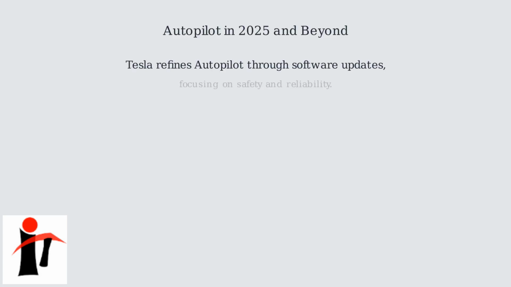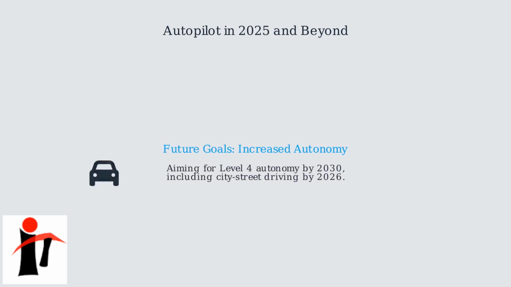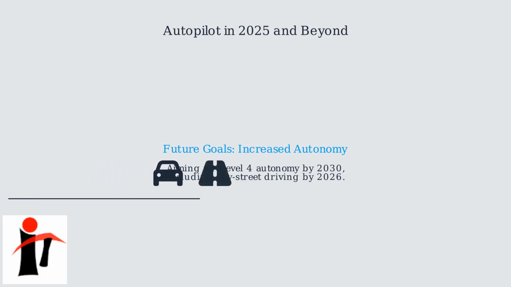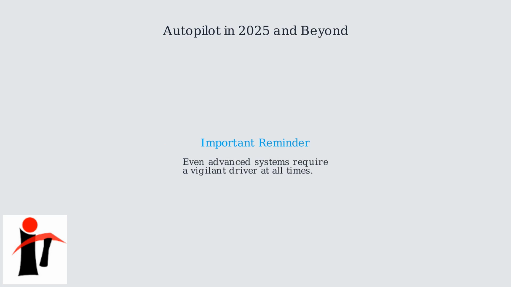Tesla continues to refine Autopilot through iterative software updates, emphasizing safety and reliability in response to regulatory requirements and real-world feedback. While future goals include more autonomy, with Tesla aiming for Level 4 capabilities by 2030 and city-street driving capabilities by 2026, these advancements depend on regulatory approval and extensive testing. Remember that even the most advanced systems require constant human oversight and vigilance from the driver. Stay updated with the latest Tesla software releases through over-the-air updates, and always prioritize safe driving habits to ensure the best experience with Autopilot.